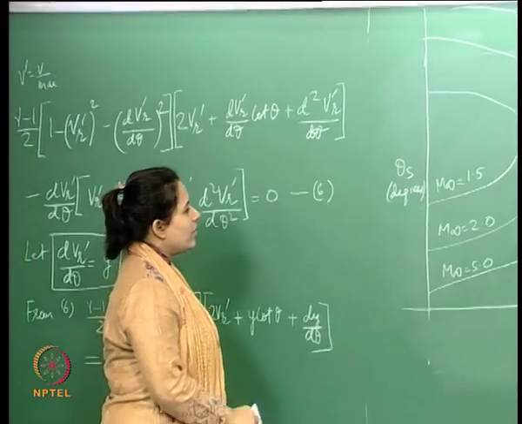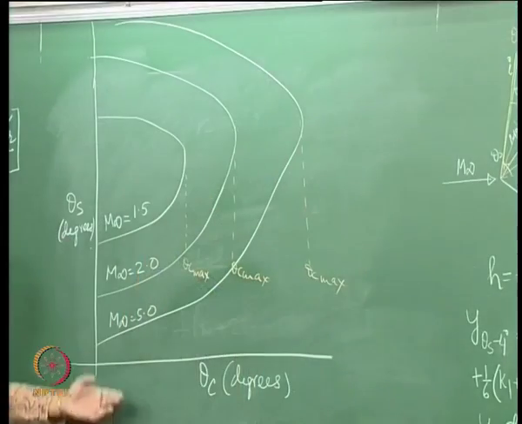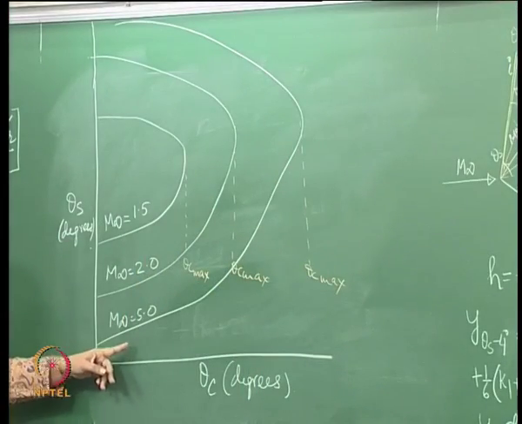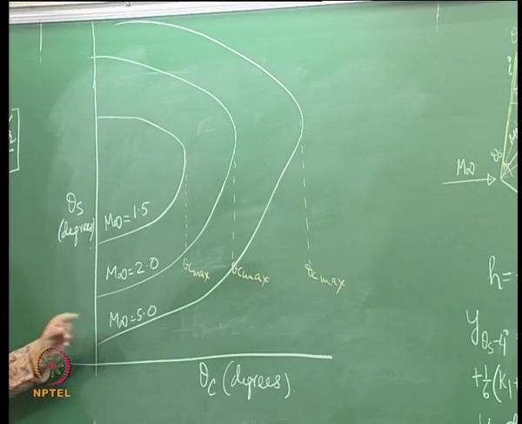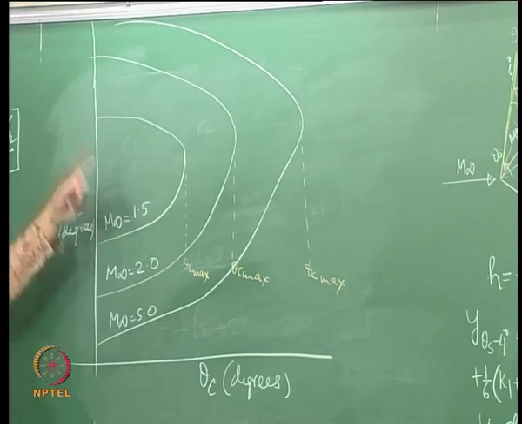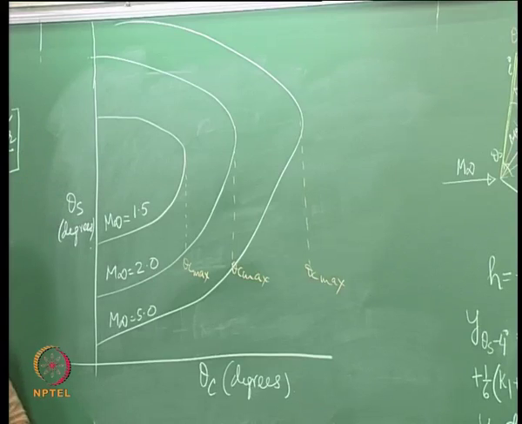Okay. So, now essentially again you can see that for a particular theta c and for a given Mach number you actually have two theta s's. So, basically the strong shock and the weak shock. The weak shock is more common. Okay. So, this is similar to the wedge, okay, but the numbers are different.